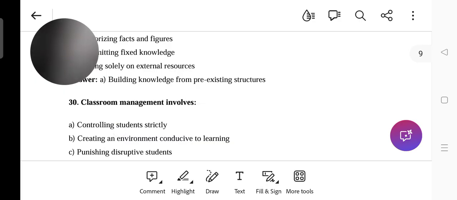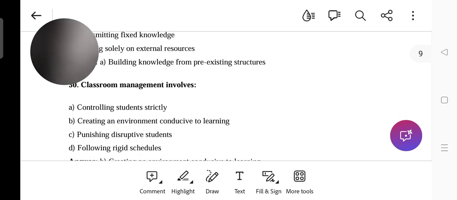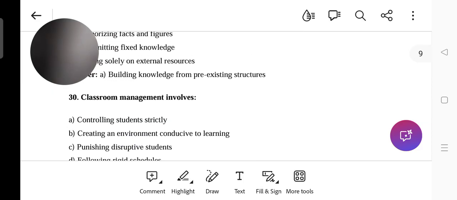The next question, question number 30. Classroom management involves, option A, controlling students strictly, option B, creating an environment conducive to learning. Option C, punishing disruptive students. Option D, following rigid schedules. So option B will be the appropriate answer, because here asks classroom management involves creating an environment conducive to learning.